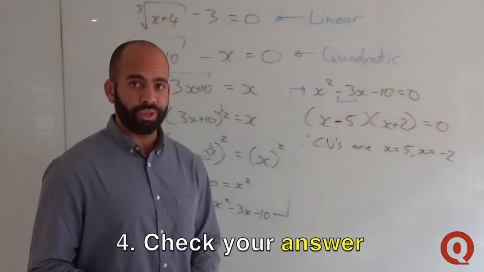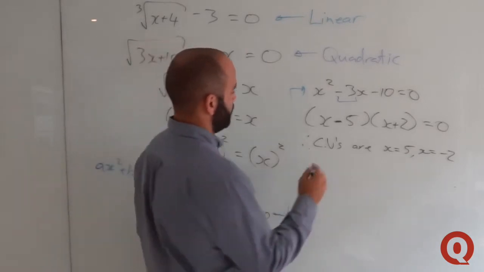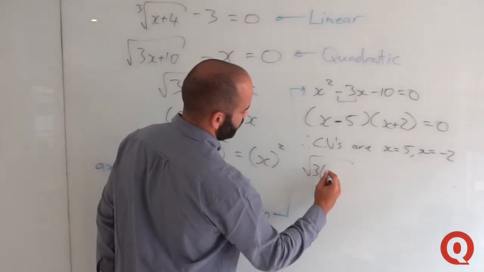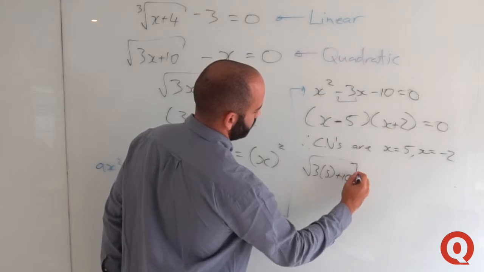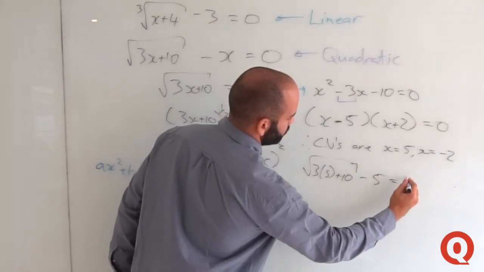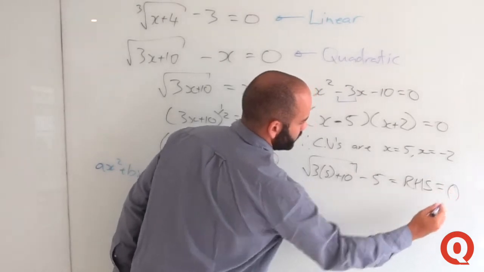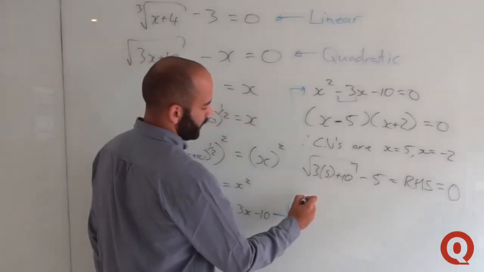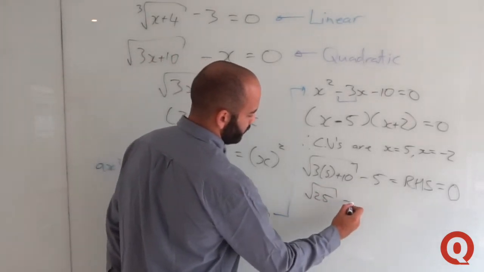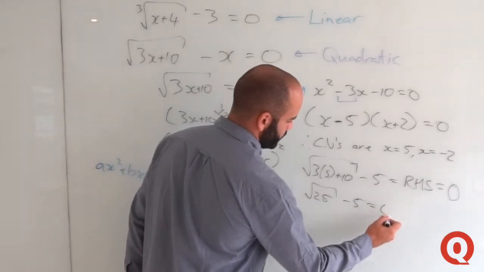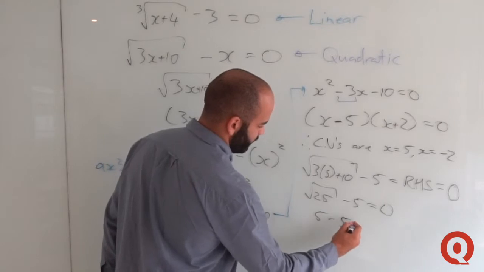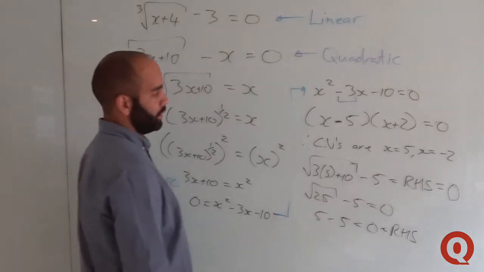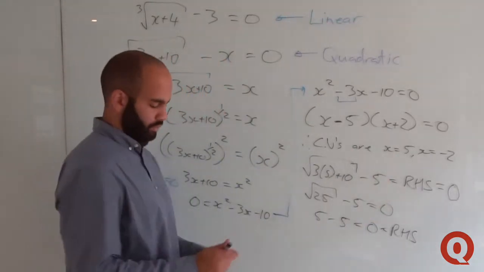So choosing the lesser of the two evils, let's start with x equal to 5. Substituting that into our original equation, you've got the square root of 3 times 5, plus 10, minus 5. It must be equal to the right-hand side, which is equal to 0. So 3 times 5, 15 plus 10, 25. The square root of 25 minus 5 equals 0. Because 5 minus 5 equals 0, which therefore equals our right-hand side, which is great. So we found a valid solution for one of our critical values.